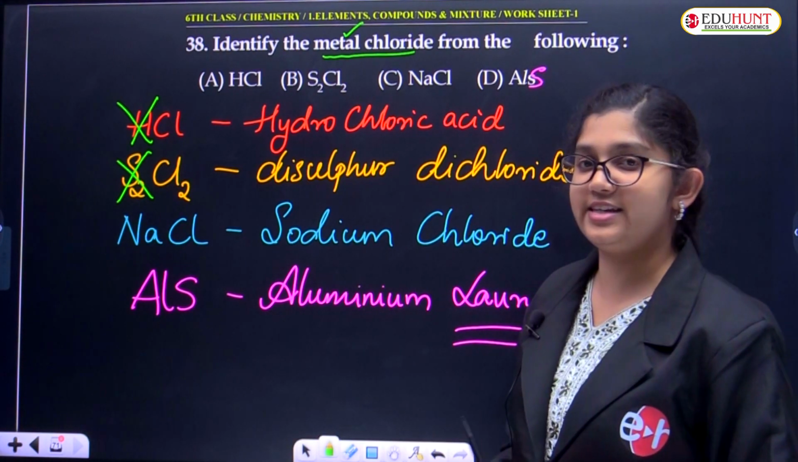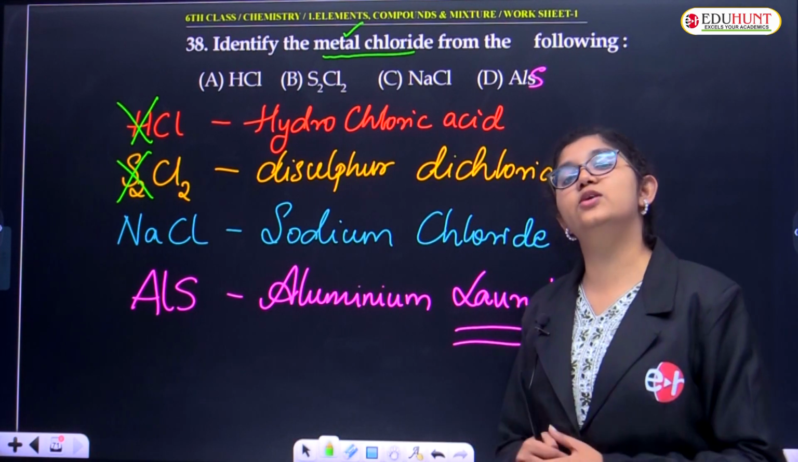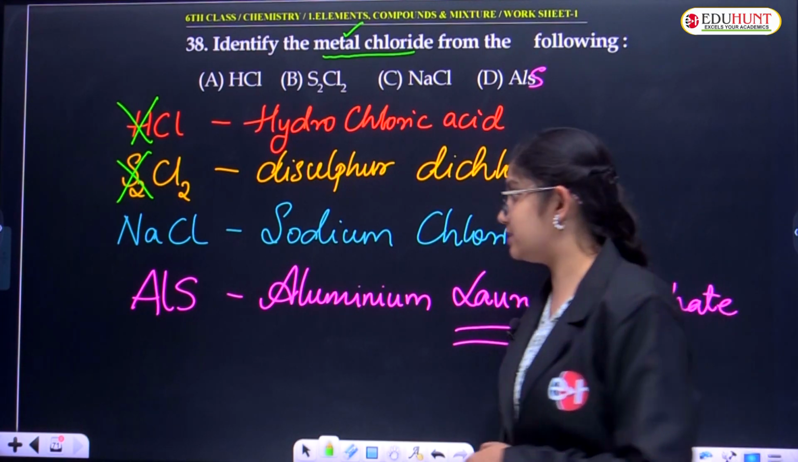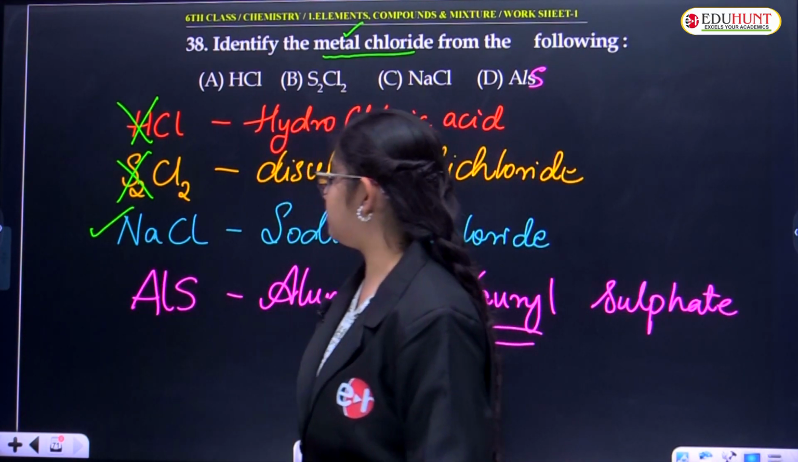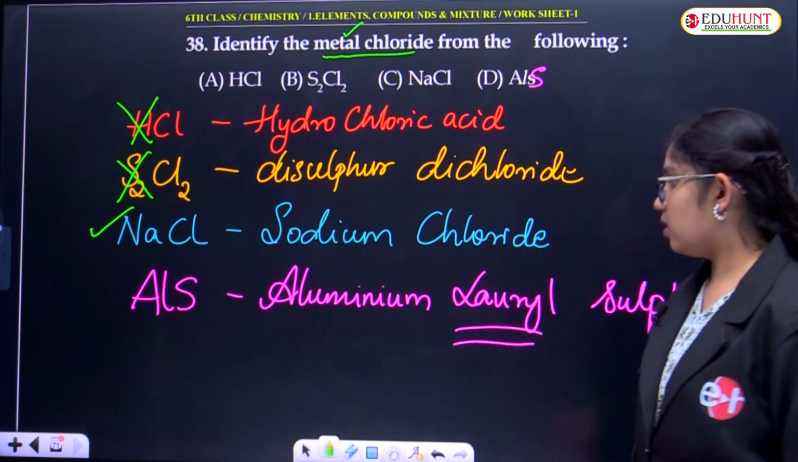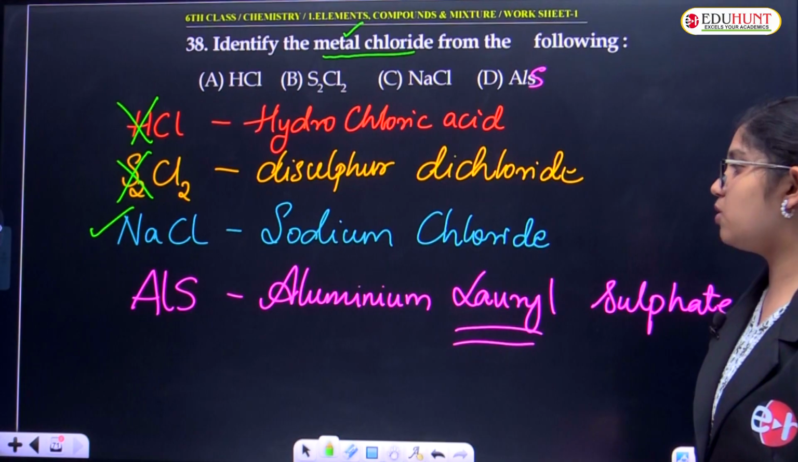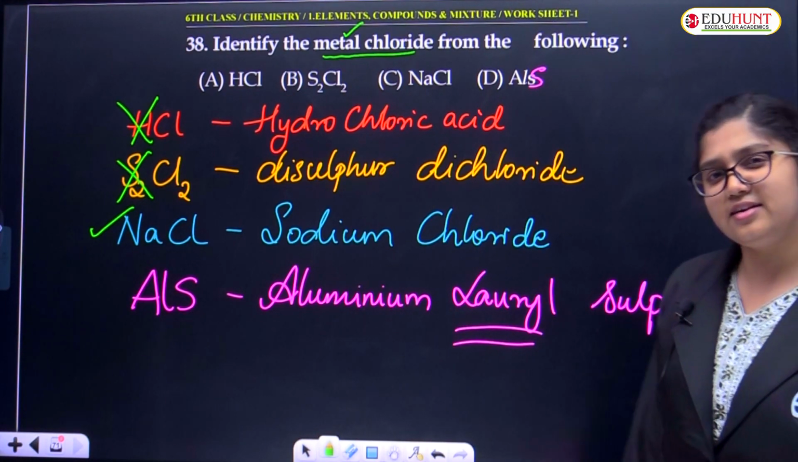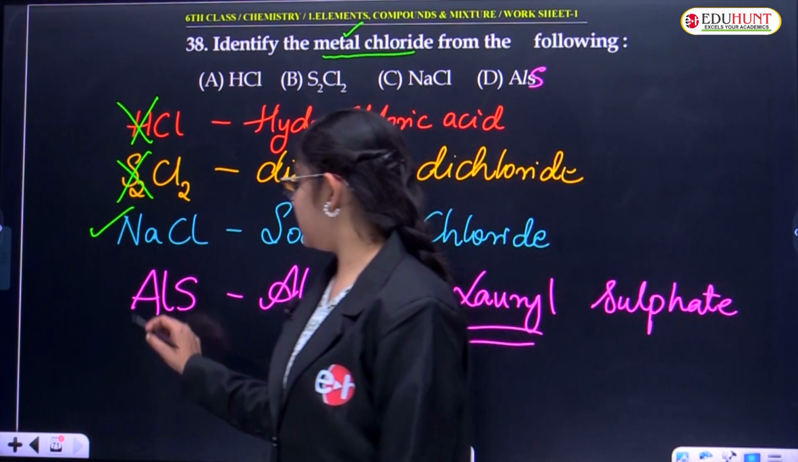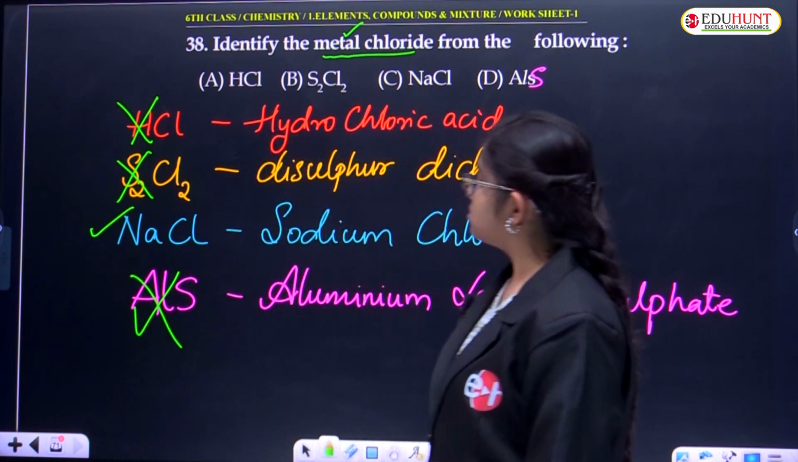Going with NaCl. Yes, absolutely. NaCl, sodium chloride. In that, sodium is a metal. So sodium is a metal. Keep it aside. Last option, aluminium lauryl sulfate. Aluminium lauryl sulfate, Al. Al is also a non-metal. Eliminating this also. So what is the right option?